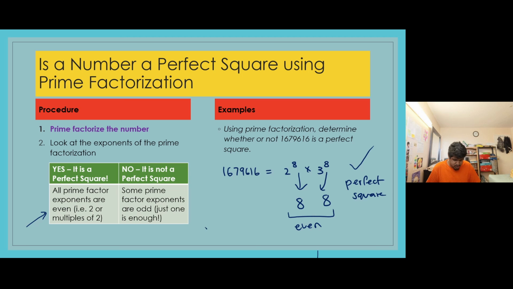Right? And just to check, the square root of 1,679,616 is actually equal to 1,296. So that's that. Sorry, that was a very bad arrow.